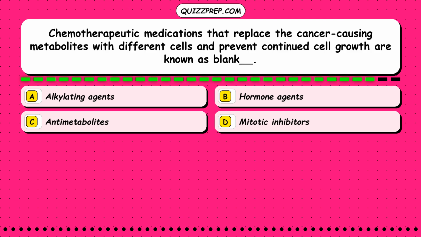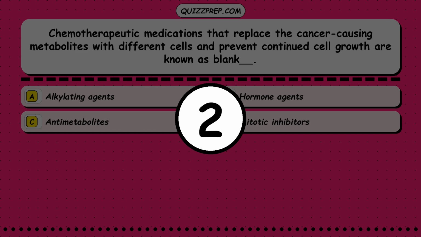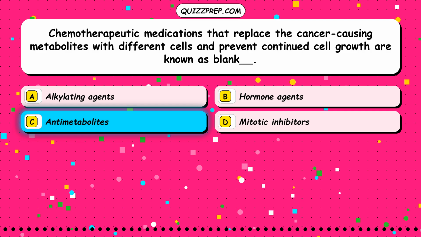Question 193. Chemotherapeutic medications that replace the cancer-causing metabolites with different cells and prevent continued cell growth are known as blank blank. Option A, alkylating agents. Option B, hormone agents. Option C, antimetabolites. Option D, mitotic inhibitors. The correct answer is option C, antimetabolites.